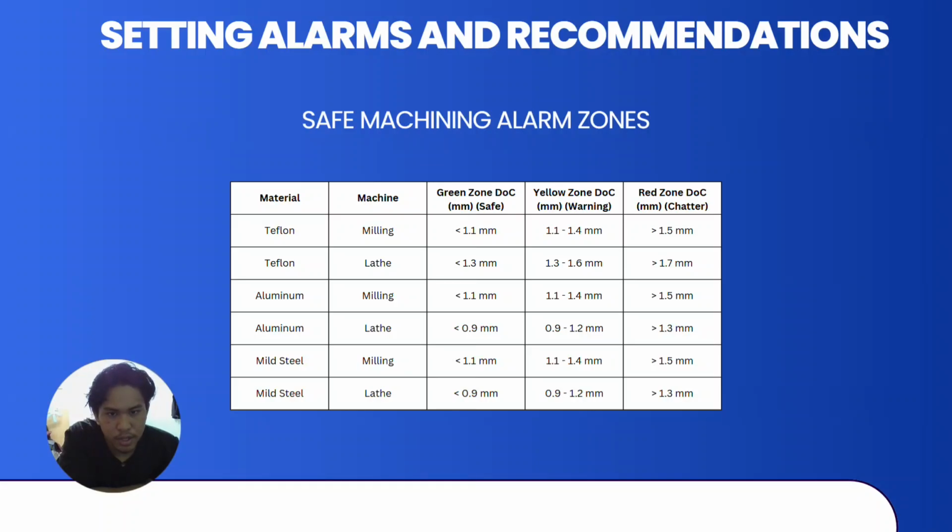We strongly advise against utilizing a generic baseline or a single fixed DOC, such as capping all materials strictly at 0.8 mm or 1.0 mm. Doing so forces a massive sacrifice in the material removal rate (MRR) for resilient setups like Teflon or aluminum on a lathe.